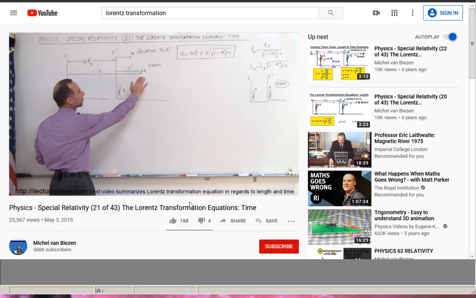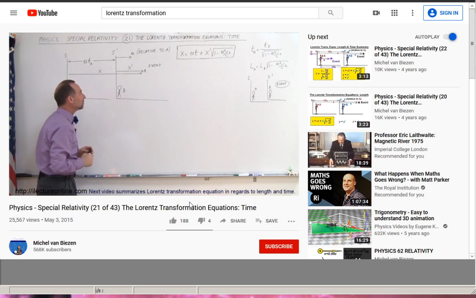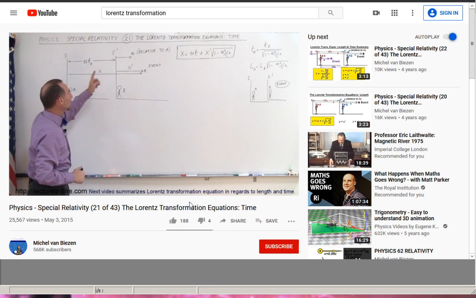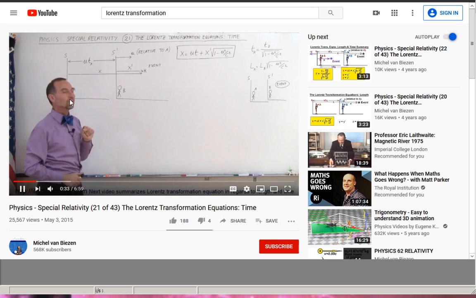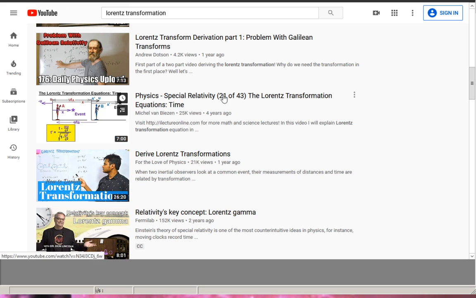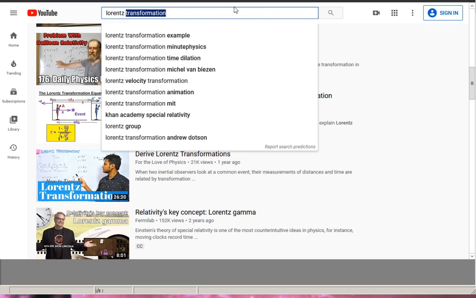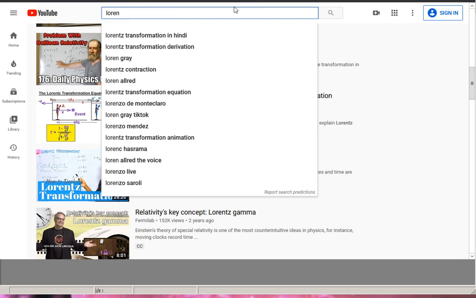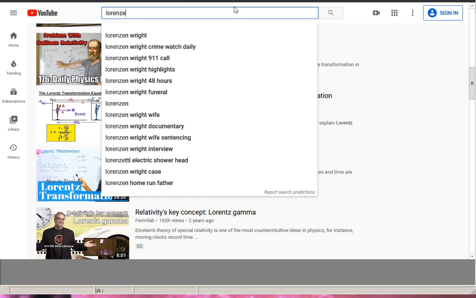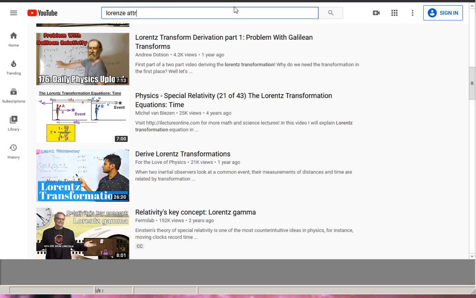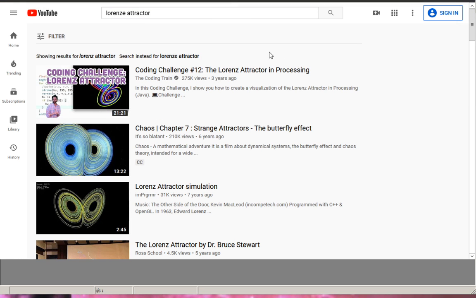And some event happens in the moving reference frame. So the position measured to that event is x according to A, and not quite x prime according to B. But we want Lorentz. That's Lorentz. This is what we want here, Lorentz attractor.